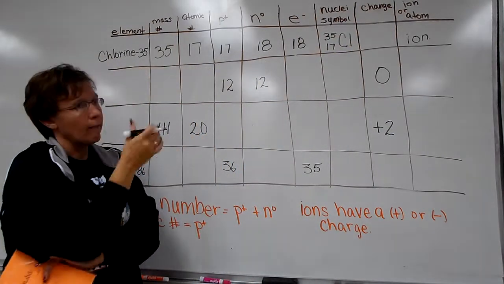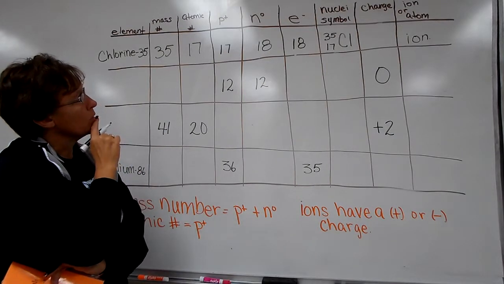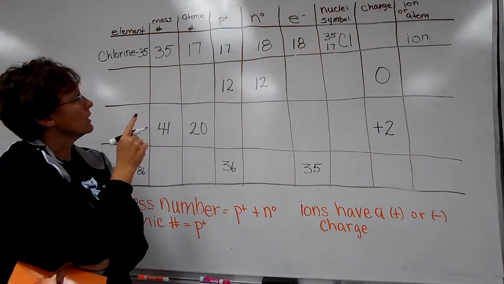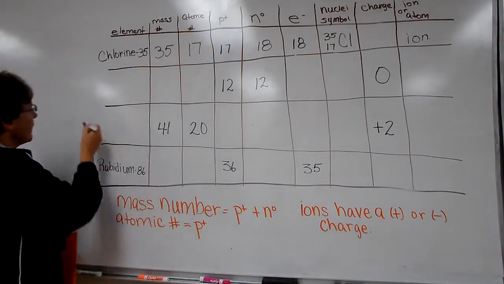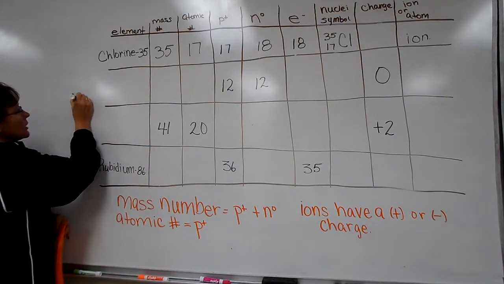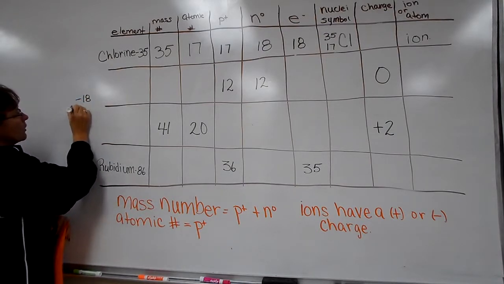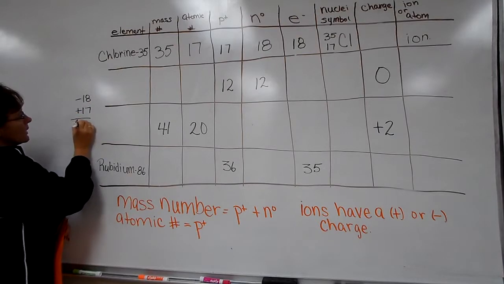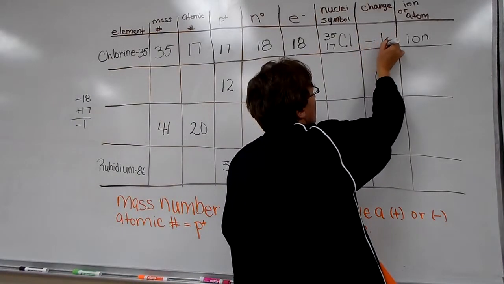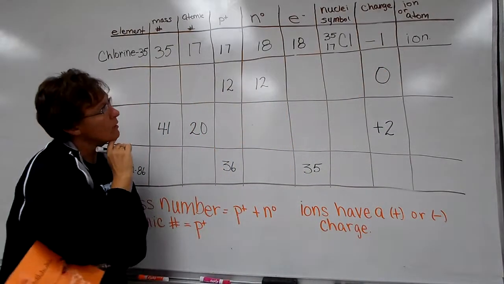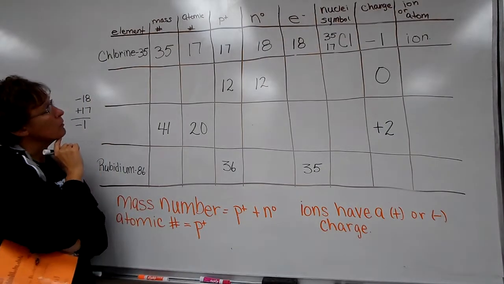Now we have to figure out that last piece, the charge. Okay? And remember, we've got 18 electrons, 17 protons. So we need to do a little bit of math. We have 18 electrons, that makes us have negative 18, 17 protons, which gives us an overall -1 charge. Okay? Not too bad, right?